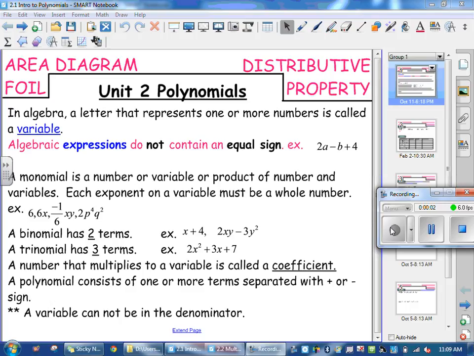A letter, or more than one, are called variables. So now you can have a variable. A variable is also known as a symbol. We use pi. Pi is known as a variable, and it is also a symbol. So we now are in algebra.